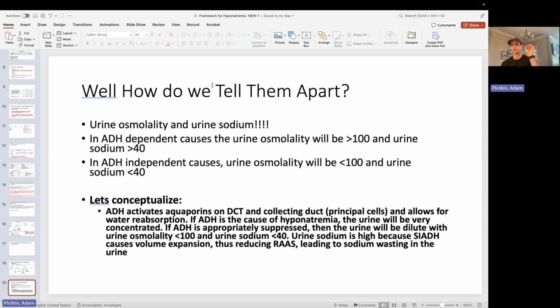So again, my patient's euvolemic, either on exam or the serum uric acid is less than 4. And we see, okay, is this an ADH dependent or an ADH independent cause? If the urine osmolality is greater than 100, it's an ADH dependent cause. If it's less than 100, it's an independent cause. Okay, we'll keep moving.